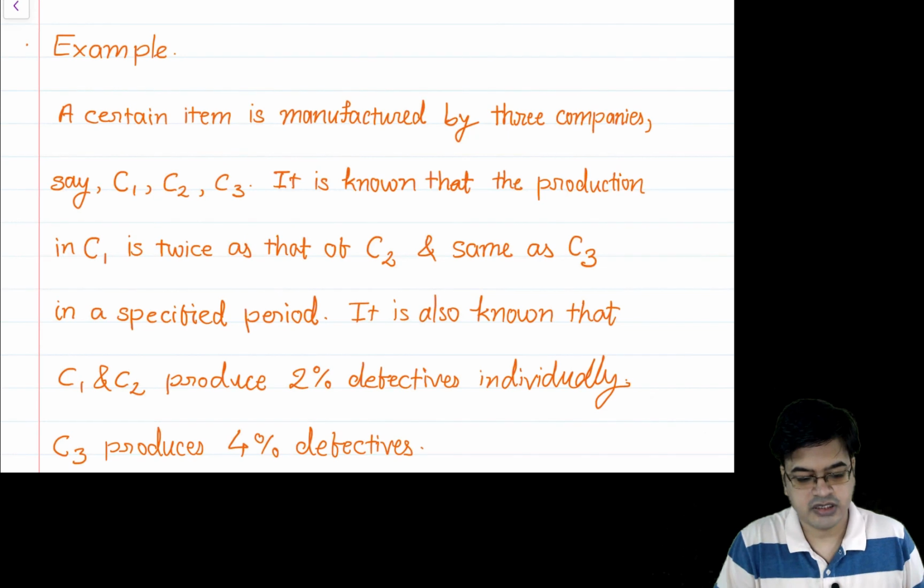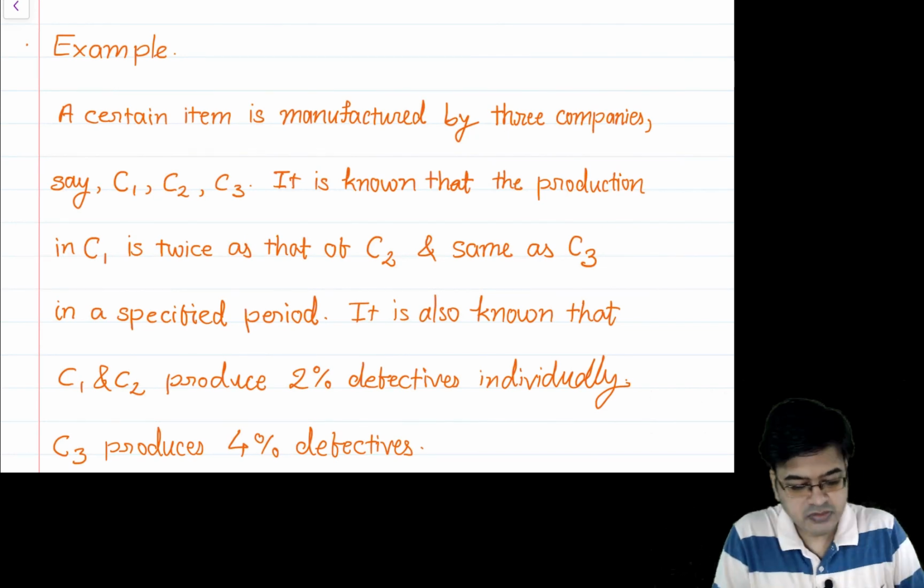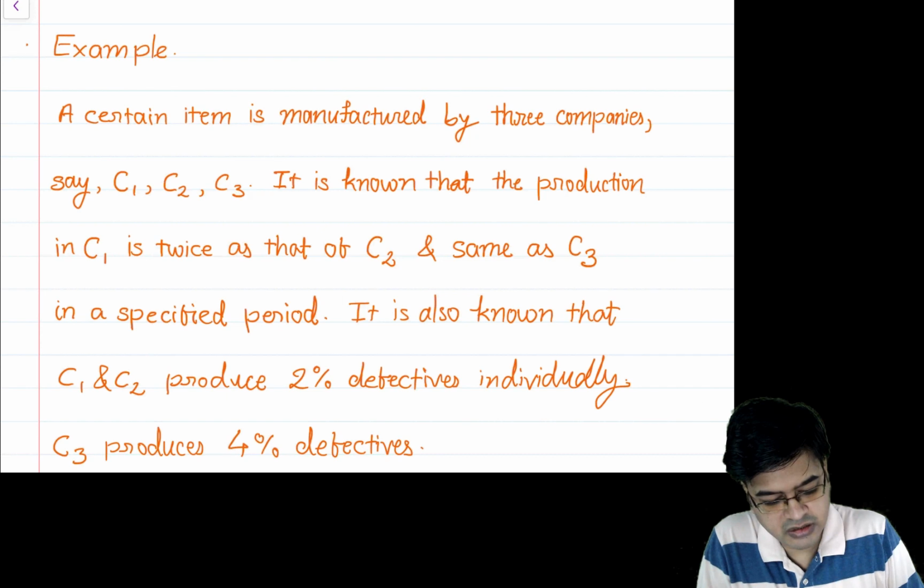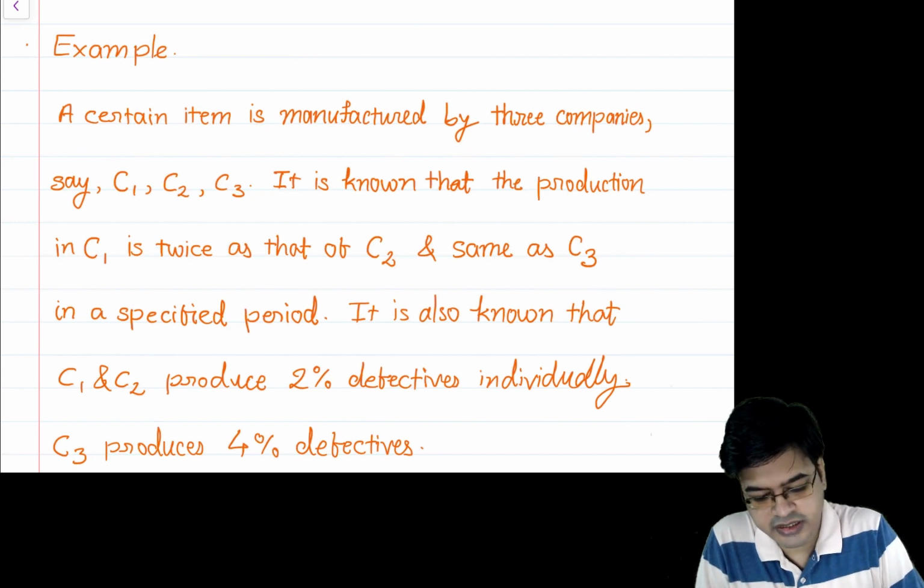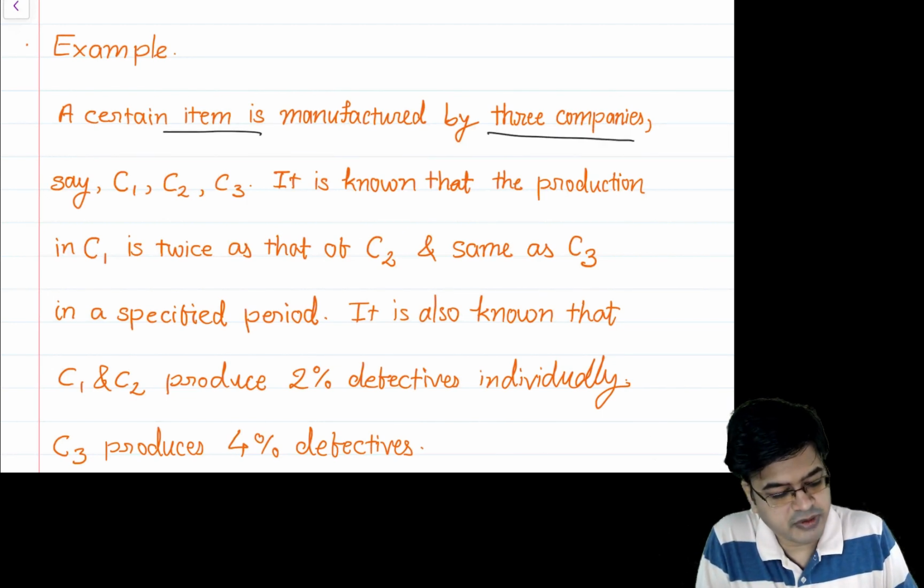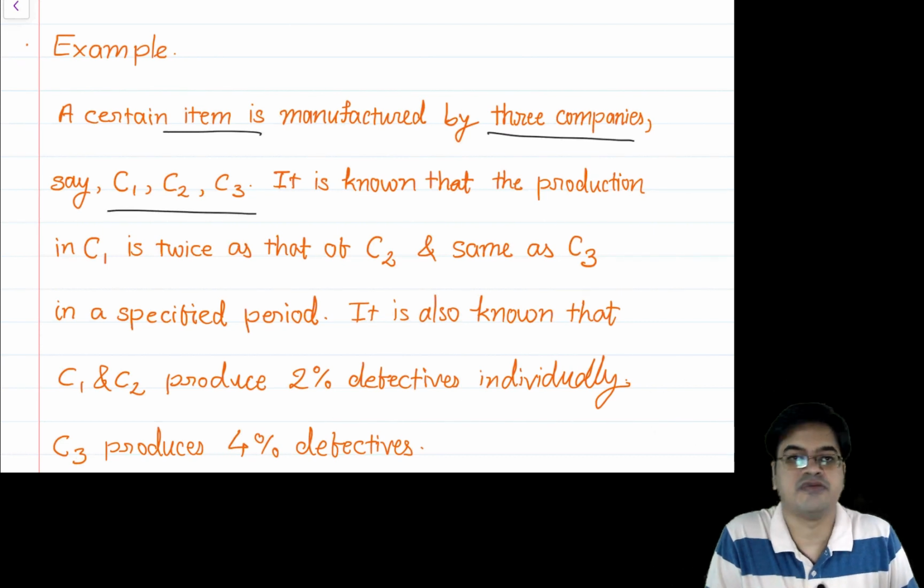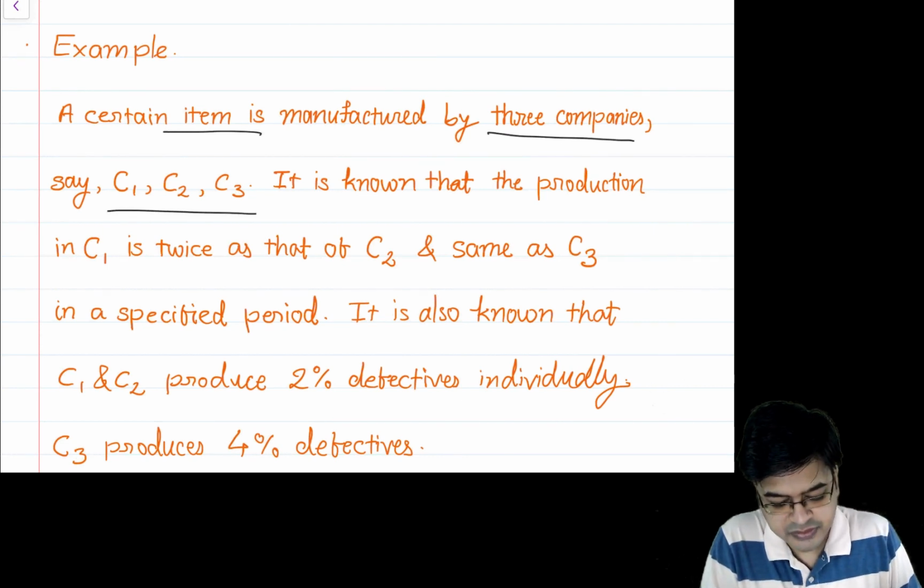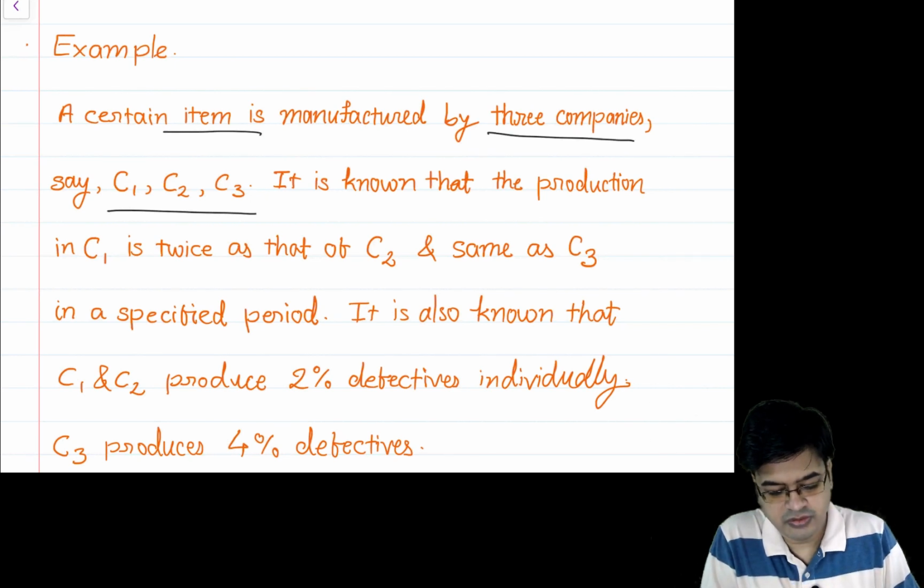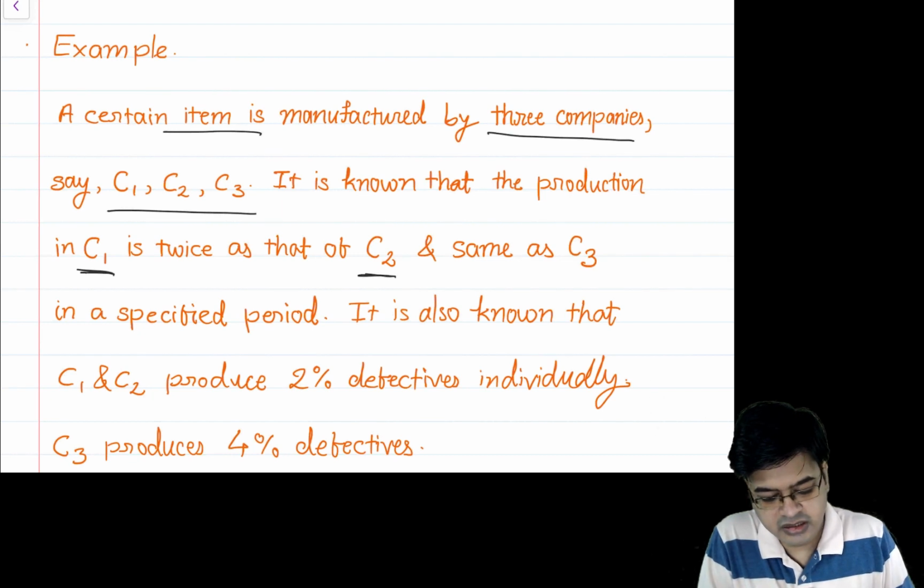Let's understand Bayes theorem through the following example. In this example, we have been given that a certain item is being manufactured by three companies who are our suppliers, and those companies are named C1, C2 and C3. It is also known from the records in the company that the company C1 supplies twice as that of C2, and the supply from C2 and C3 is the same.